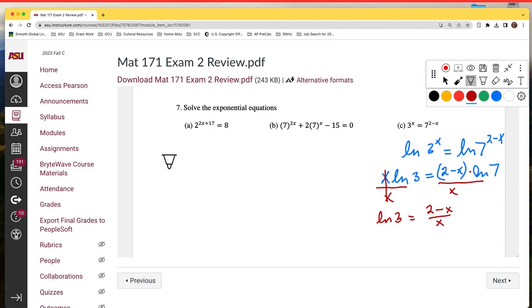So I would do, wait, I erased natural log of 7. I can't do that. So we get natural log of 3 divided by natural log of 7 equals 2 over x minus x divided by x, which is 1. Okay, you can add 1 to both sides.